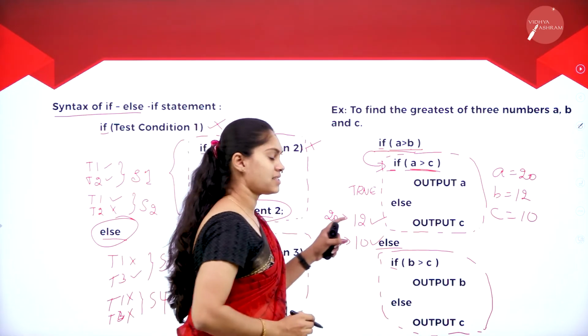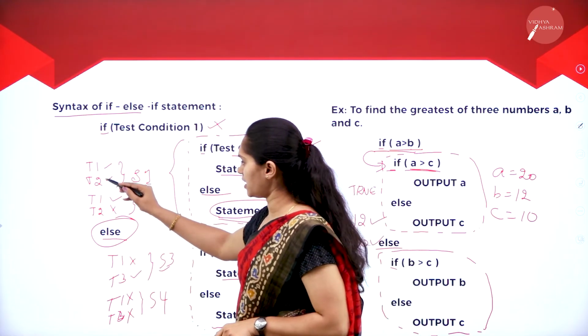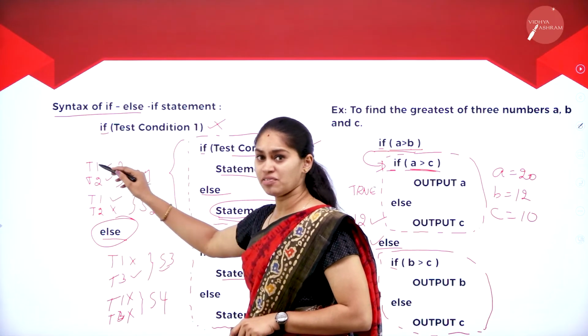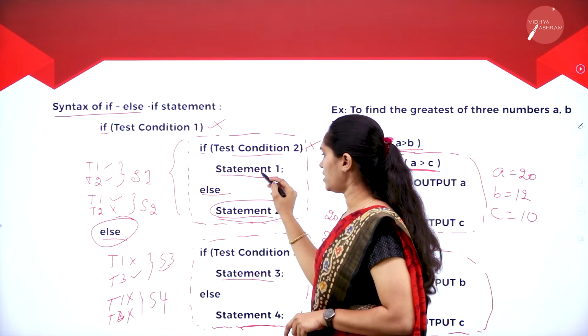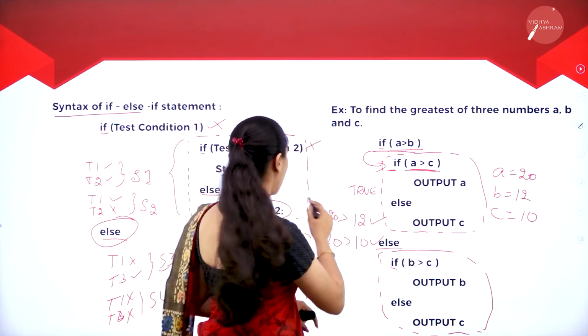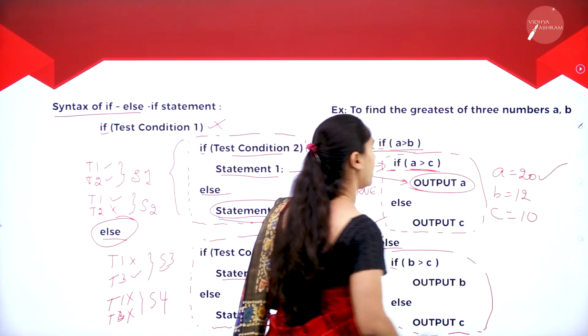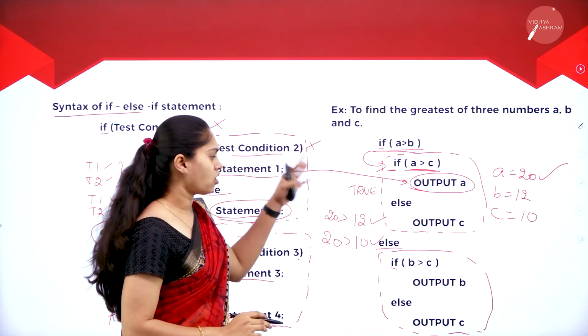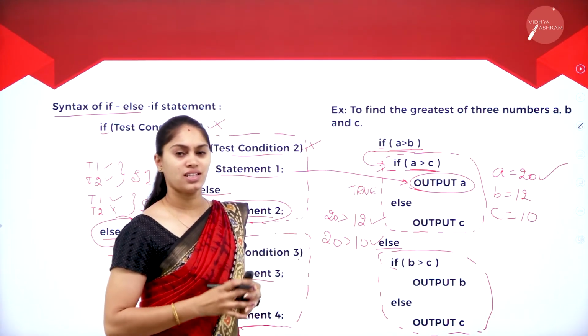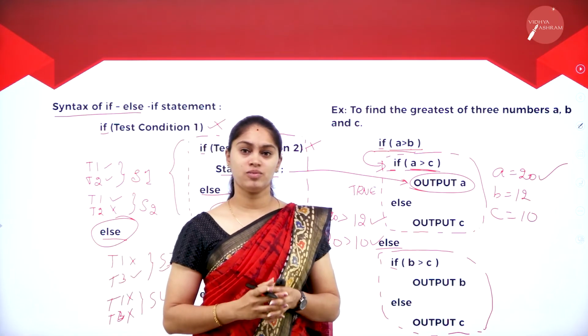True. That means test condition 1 and test condition 2 both become true. If it becomes true, then statement 1 needs to be executed. What is statement 1 here? That is Output A. So we got to know that A is the largest among all these 3. Okay, so this is how the if else if is going to work.